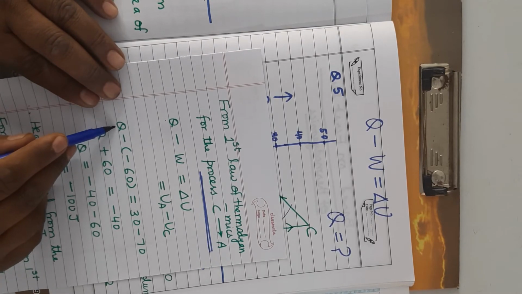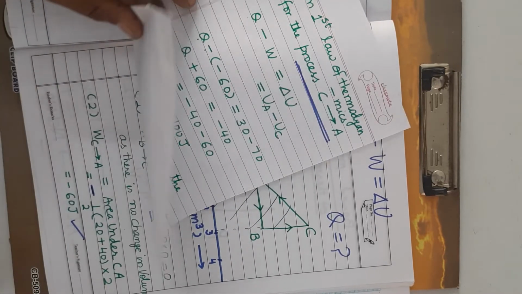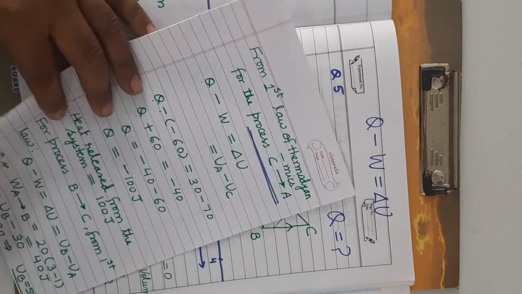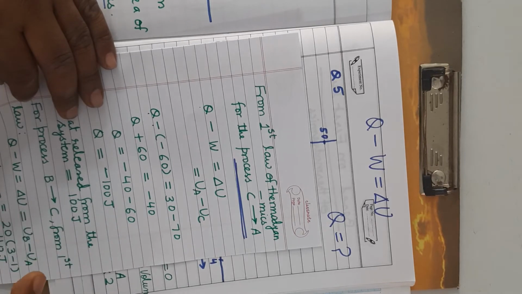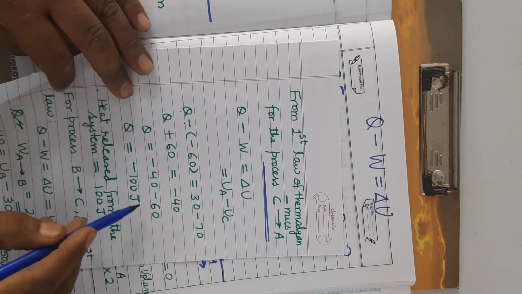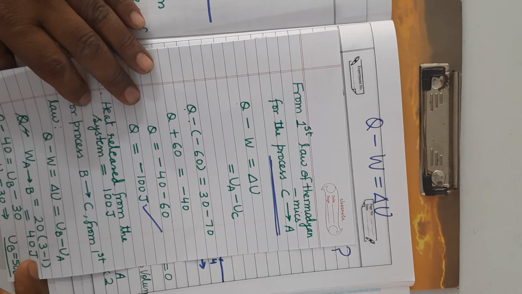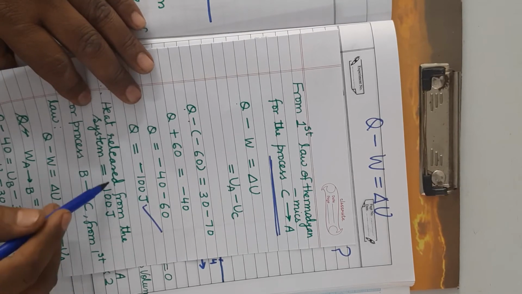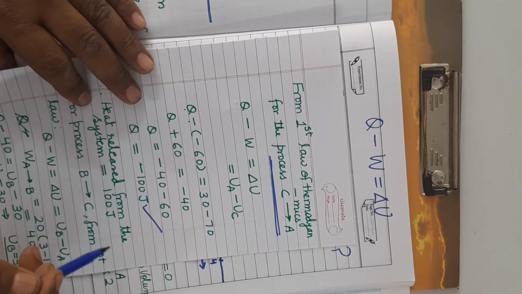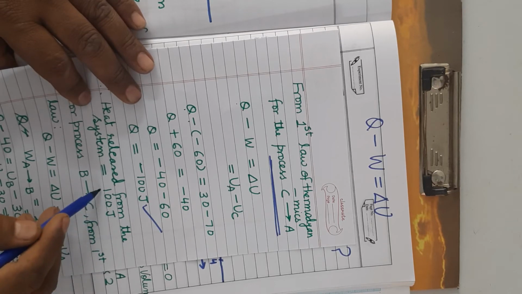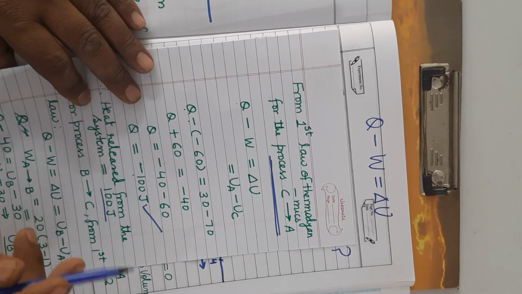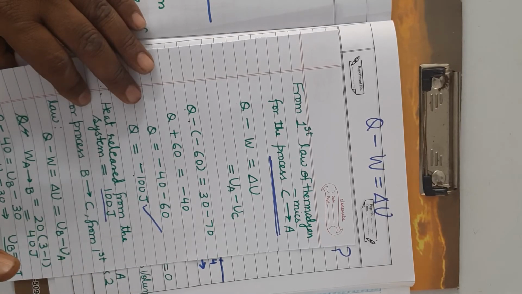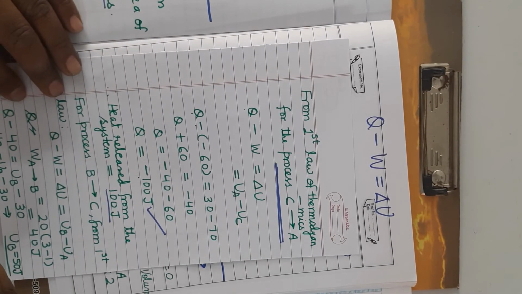So you substitute: W, which I have already evaluated, is minus 60. Q minus (minus 60) equals 30 minus 70, that is minus 40. So when you take it to this side, Q equals minus 100 joule. It means that the heat released from the system is 100 joule. Because when Q comes out negative, it means heat is released by the system, and when heat is absorbed by the system, it is taken positive.